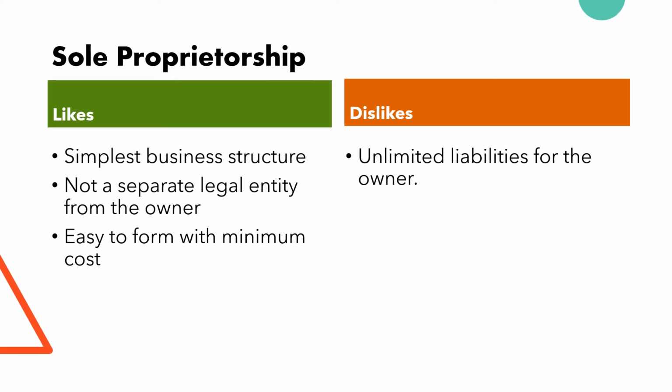And then let's talk about the dislikes. As you all know, the owner of the sole proprietorship has unlimited liability. So that means the owners are responsible for all the business liabilities. So their personal assets might be at risk. So when you form this type of entity, you want to be careful about this downside of the business structure.